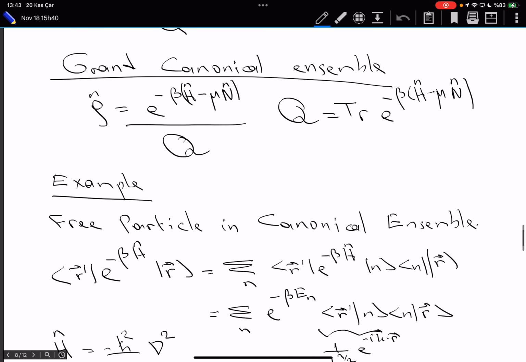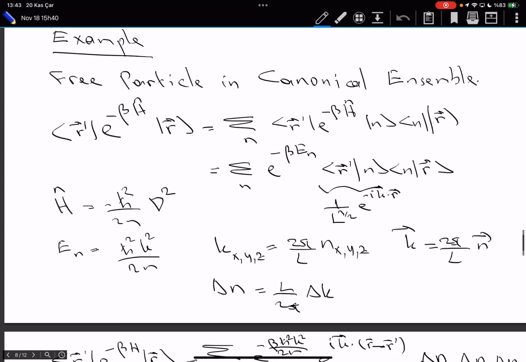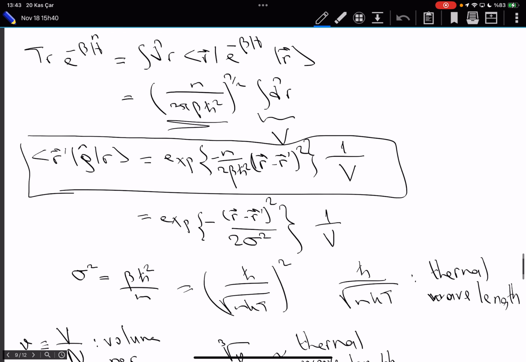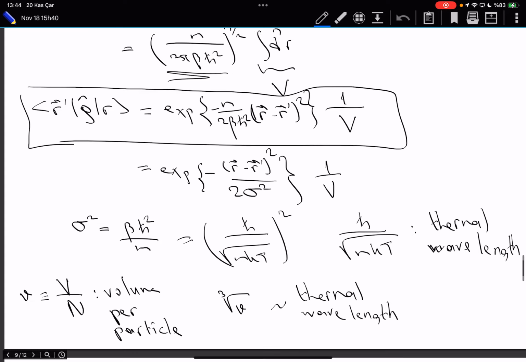And we did a few examples, like the free particle. We calculated the density matrix, and at the end we obtained a simple result. The diagonal elements of the density matrix, at equal points, give us the probability, and we see that the probability of this particle to be at point R is just 1 over V. That's basically the density of the particles in our system. If R and R prime are different, it is related to the transition of our particle from the point R to the point R prime, and you see that it just decays in a Gaussian way.